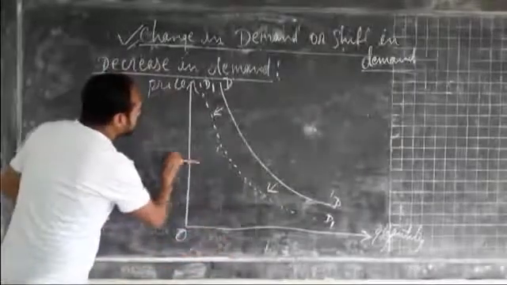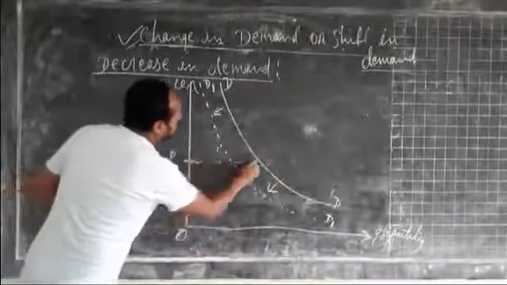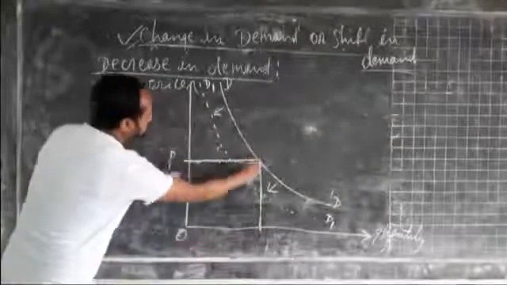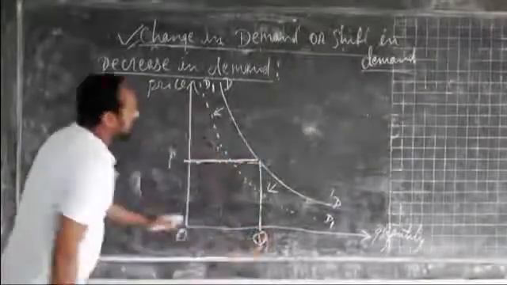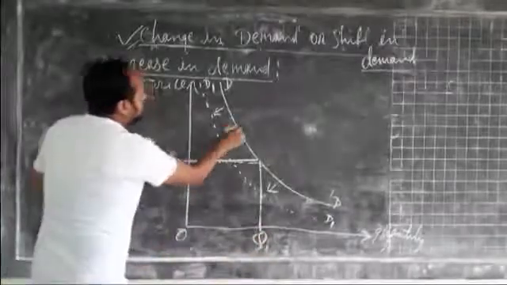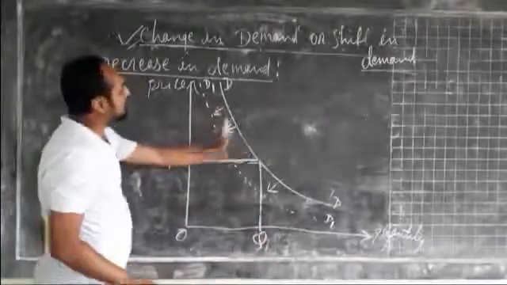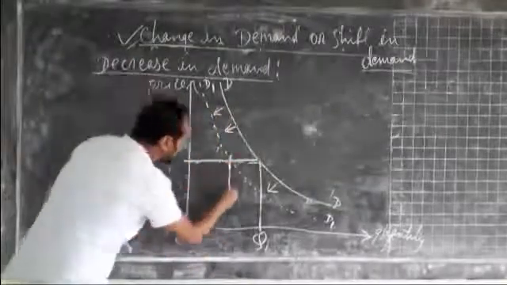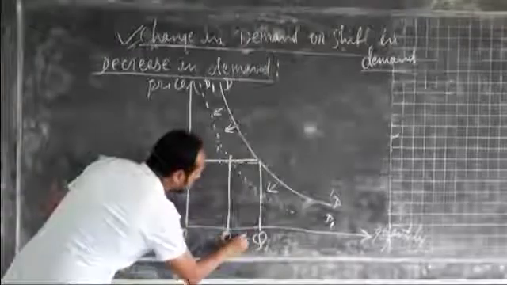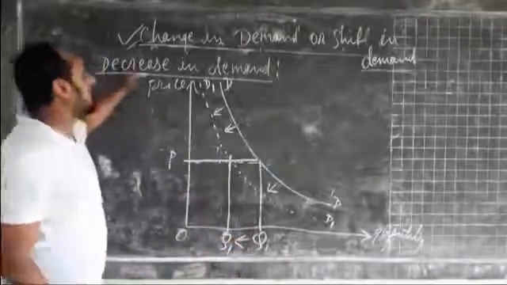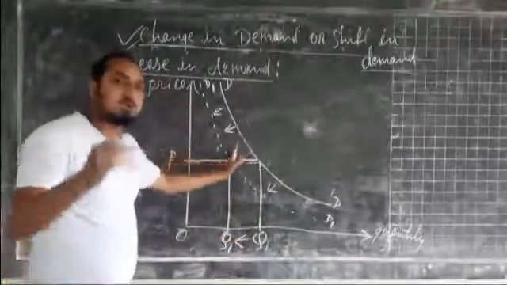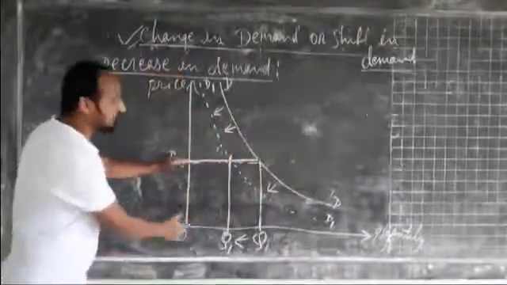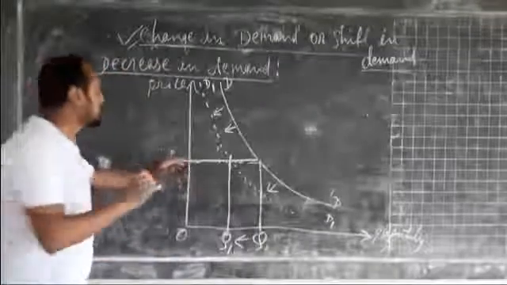So if you consider the price P, at the same price we can see that the initial quantity demand was OQ. Now due to this decrease in demand, the demand curve has shifted leftward and we get the new quantity, that is OQ1. So here in the case of decrease in demand, the quantity demand will decrease at the same price. Here price will not change, price is remaining constant.